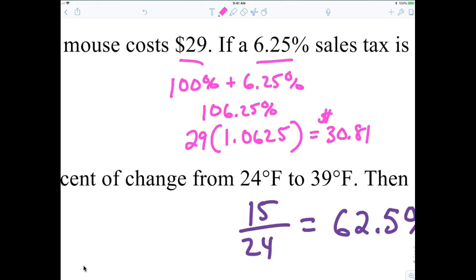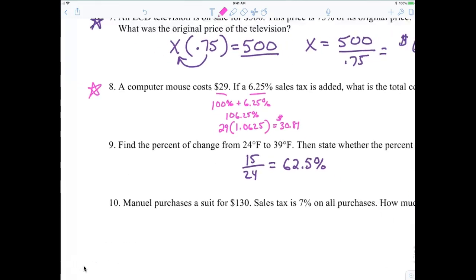$30.81. Now, please do not take his word for it. Type it in on your calculator and double check and verify. Everybody happy with that? Any questions? All righty. So here we go.